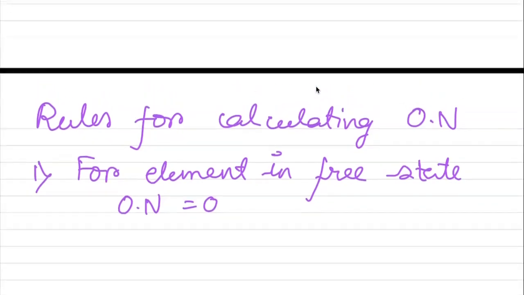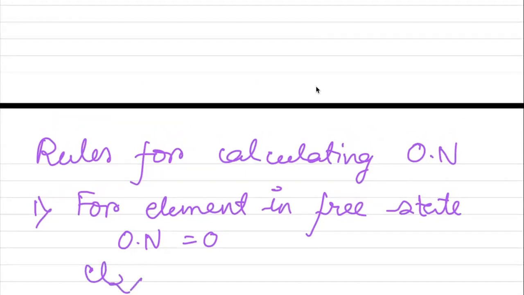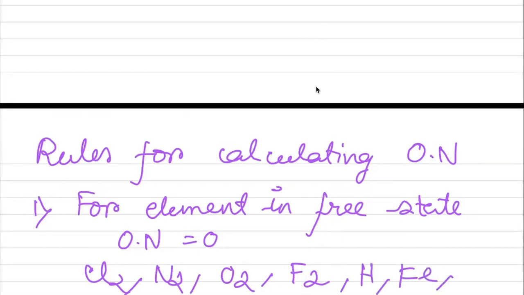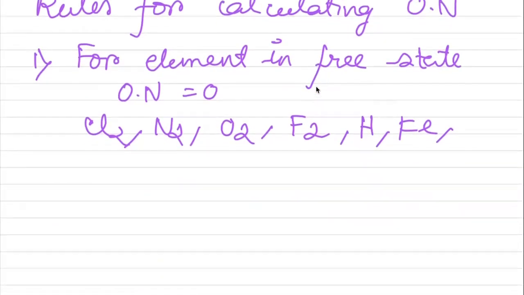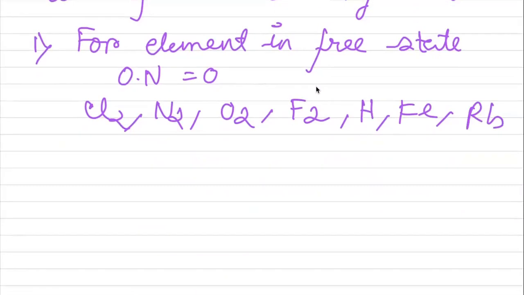Like fluorine, nitrogen gas, oxygen gas, okay? Then hydrogen, iron, we can say rubidium. That means when the elements are remaining in free state, their oxidation number always will be 0. So this rule is clear.